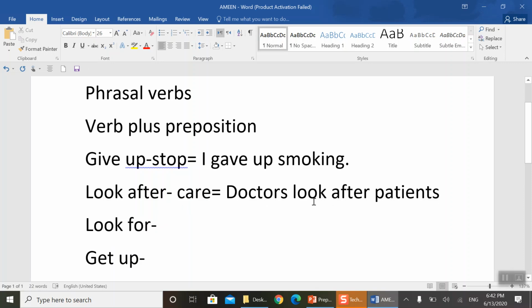It means care. Doctors care. Okay, look after patients, care about patients. This is different.